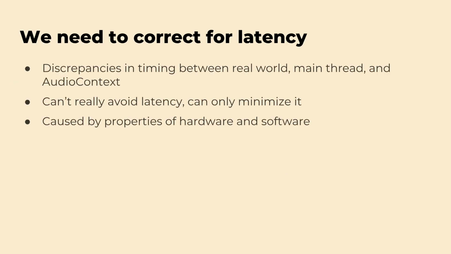And the reason for this is that there's latency. There's a bunch of different places where there's latency in this chain of interaction and signal processing. And so we need to cancel out these latencies between the real world, the browser's main thread, and the actual audio system. And we can minimize these latencies. There's a lot we can do to make these latencies really small, but barring crazy real-time operating systems and stuff, they're basically unavoidable and inherent to the hardware and software that we use. So with that in mind, let's break down each of these latencies that we encounter when we're trying to implement something like this.